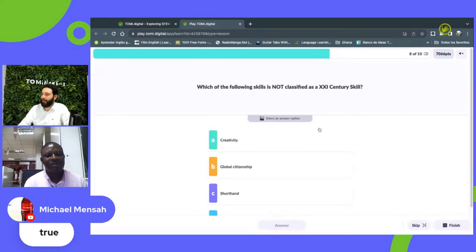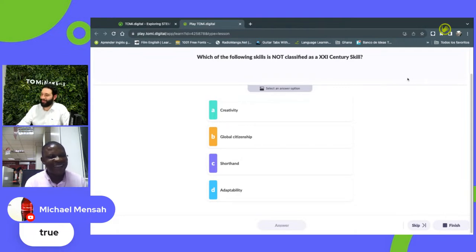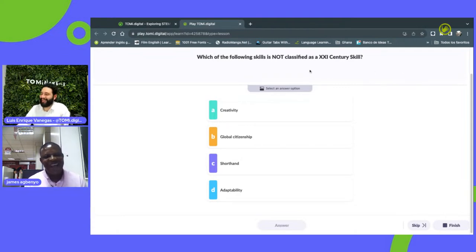The next one. Which of the following skills is not classified as a 21st century skill? So which one is not? Okay. Creativity, global citizenship, shorthand, and adaptability. So I think I will go for, am I allowed to give my answer? Sure, please do. I'll go for shorthand. I think that one is not there. Why?